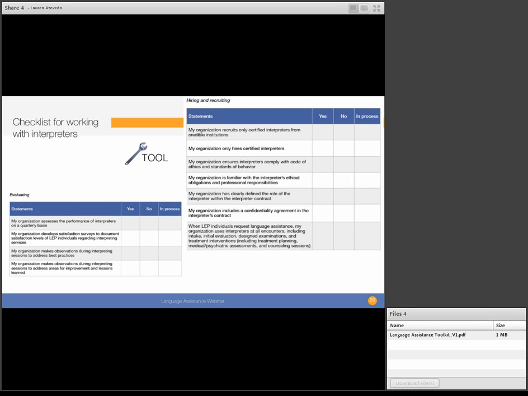So the fourth phase, closing the circle, is conducting evaluation of your policies. So it's not enough to have policies and to implement them. You have to see if they're working, and that means creating a mechanism of feedback. So it's important to monitor the effectiveness to make sure, first, that LEP individuals have meaningful access to the programs and activities that you offer, and second, that the agency is continuously improving its language access plan so that services continue to be available.